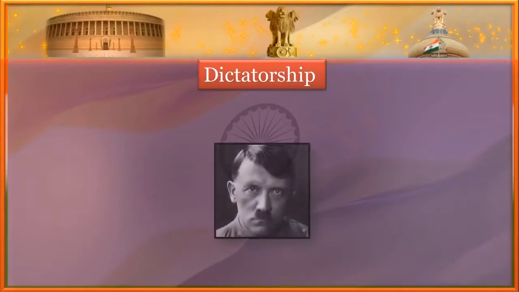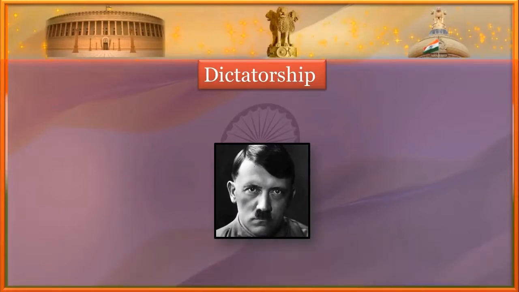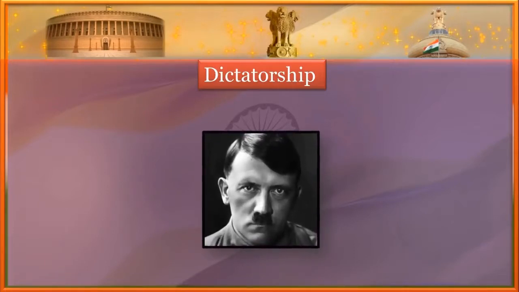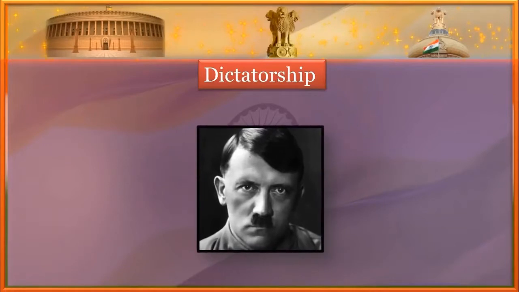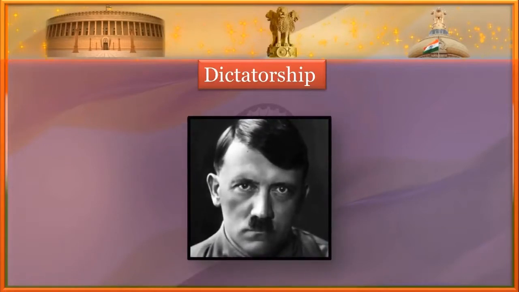Dictatorship. In this form of government, the power to rule rests with one person or a small group of people. Such power is often obtained forcibly. A dictator usually takes away much of the people's freedom. Those who dare to criticize the government are severely punished.